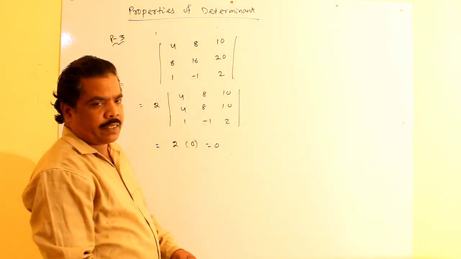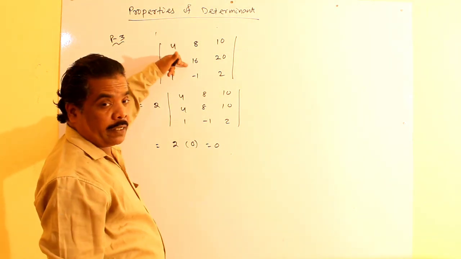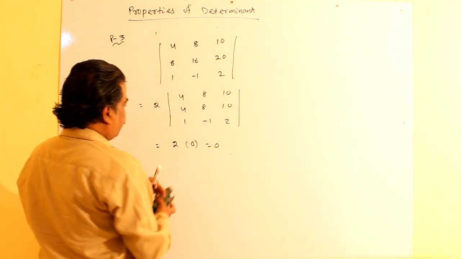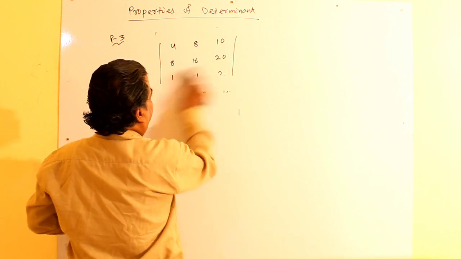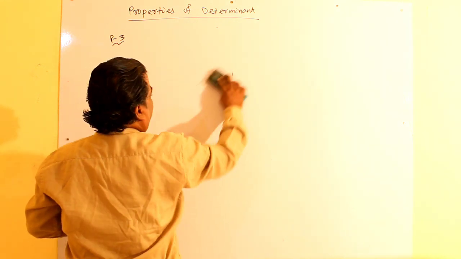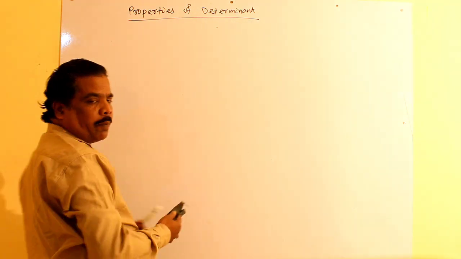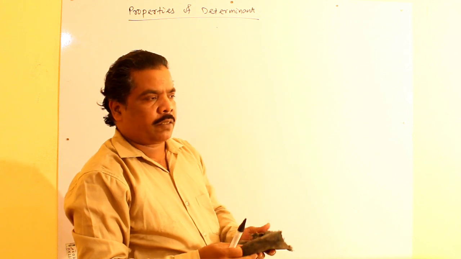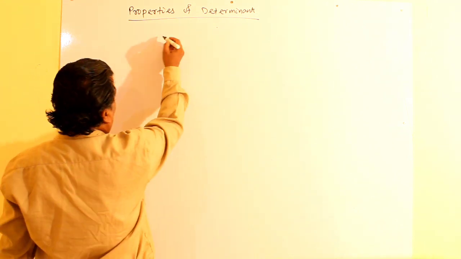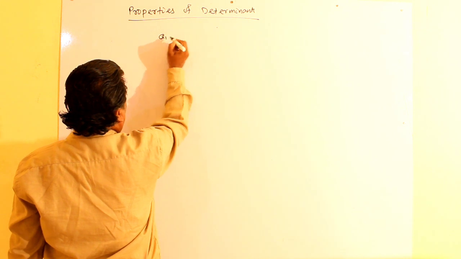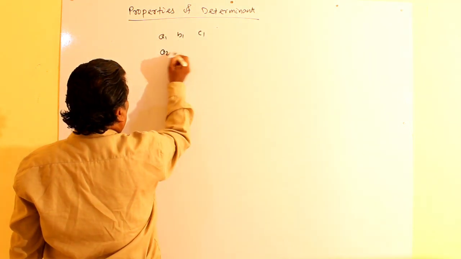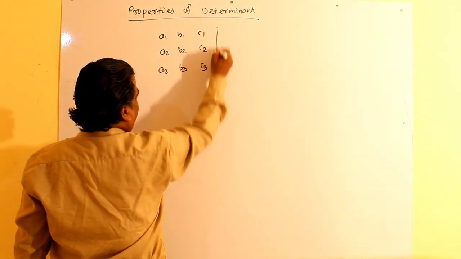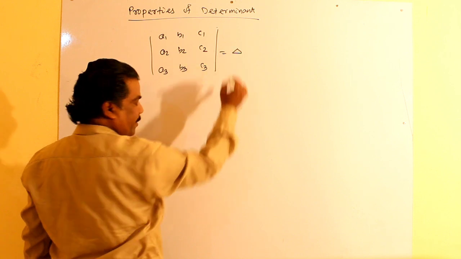Hence the property says, if any two rows are proportional, then the value of the determinant is 0. Next, property 4. If you multiply all the elements of any row or column by a factor, then the value of the determinant is multiplied by that factor. Suppose a determinant is A1, B1, C1, A2, B2, C2 and A3, B3, C3. Suppose the value of the determinant is delta.